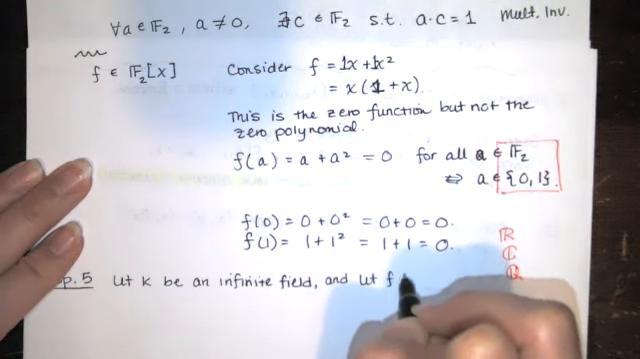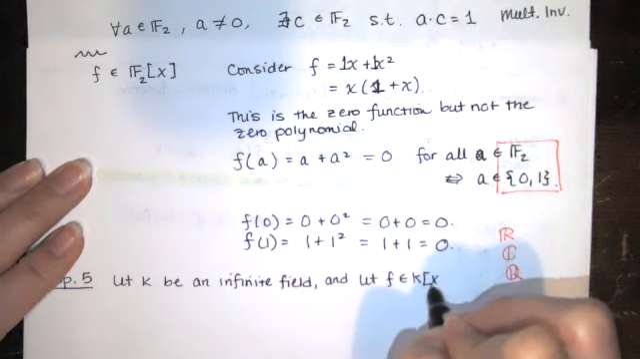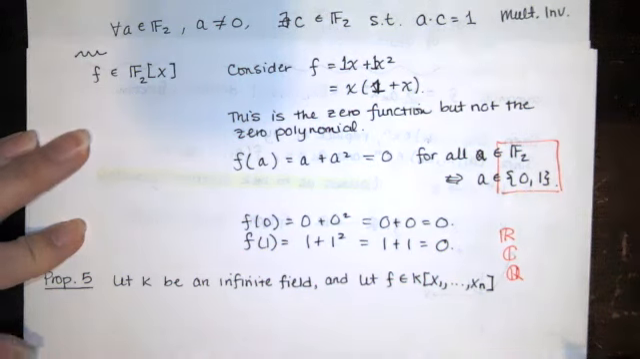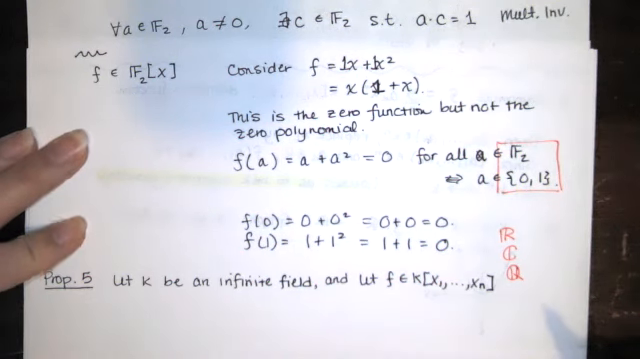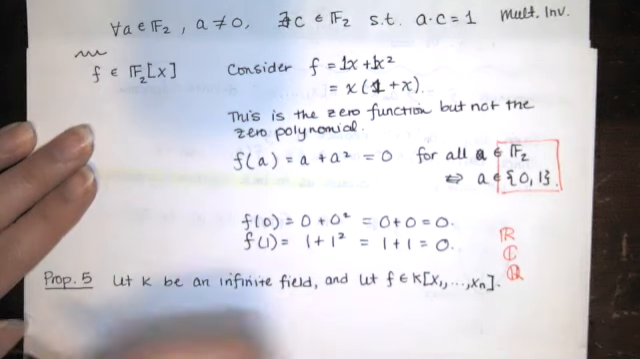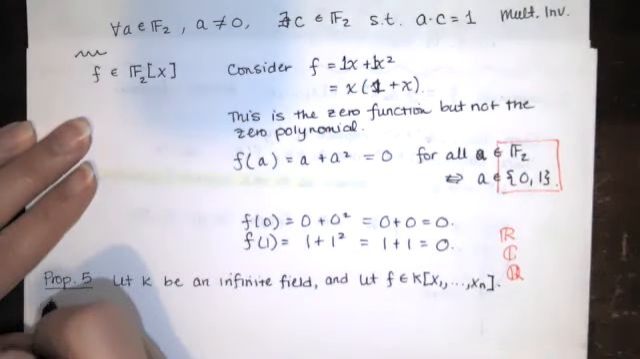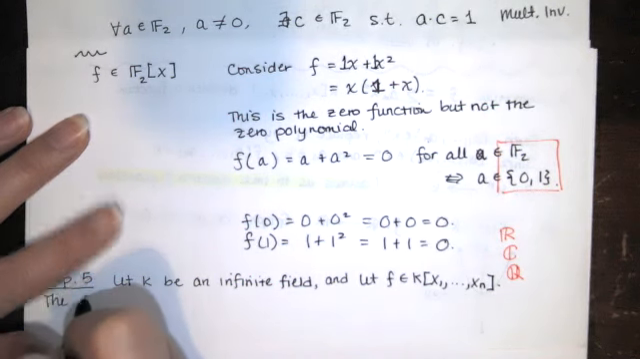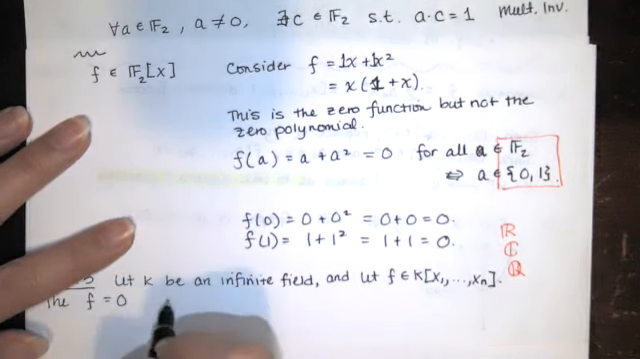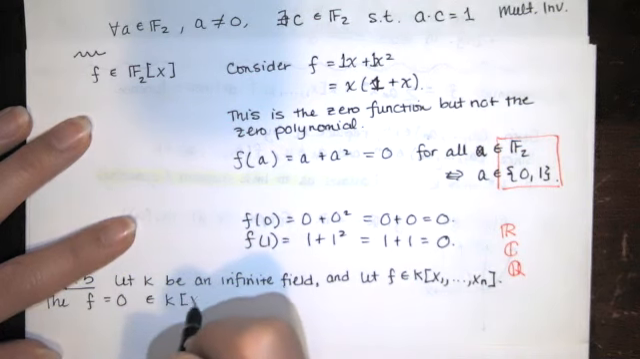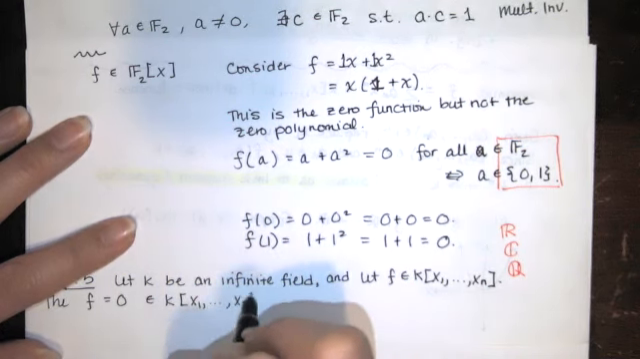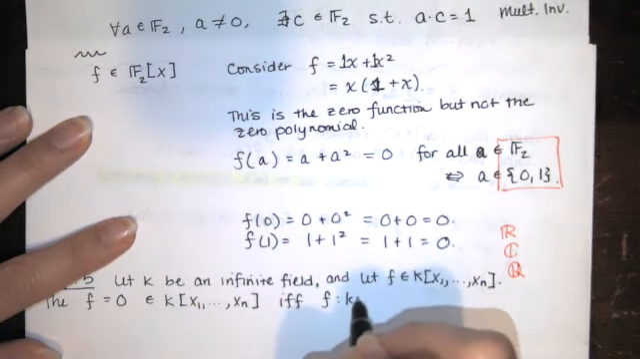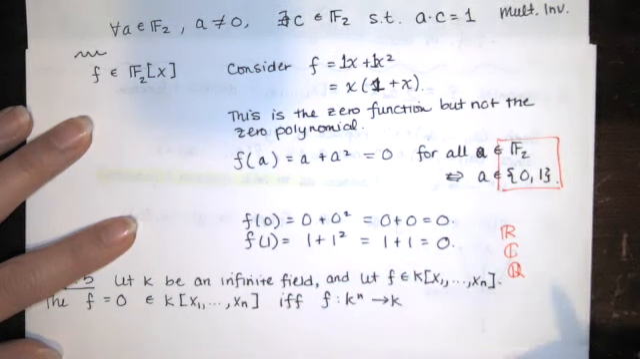And let's suppose that we're talking about a particular polynomial in this polynomial ring with coefficients in K, and we're talking about polynomials in n variables, x sub 1 through x sub n. Then, if that's true, f is equal to 0 in that polynomial ring if and only if this is the zero function.